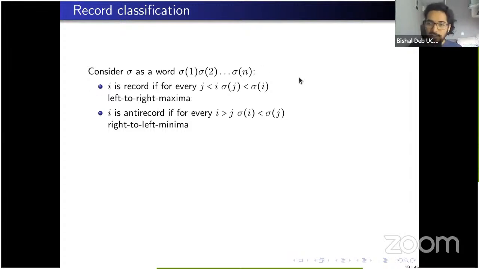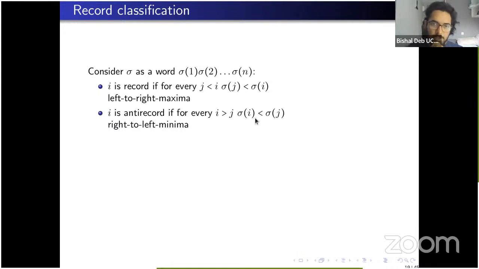So think of this as, in some sports tournament, let's say a marathon, a record is basically when somebody performs better than everybody who came before them. So similarly, for every j less than I, sigma of j should be less than sigma of I, and that's also known as a left to right maxima. And similarly, you can also define an anti-record if for every j bigger than I, sigma of j is bigger than sigma of I. So this is known as a right to left minima.